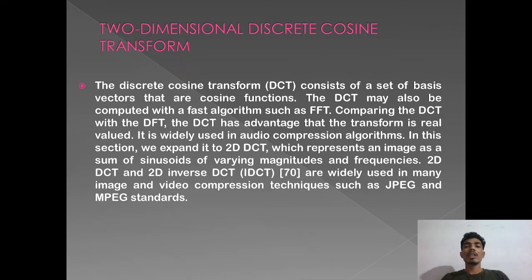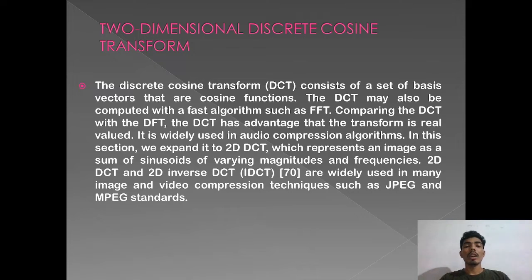Now, the two-dimensional discrete cosine transform. The discrete cosine transform consists of a set of basis vectors that are cosine functions. The DCT may also be computed with a fast algorithm such as the FFT. Comparing the DCT with the DFT, that is the discrete Fourier transform, the DCT has the advantage that the transform is real valued. It is widely used in audio compression algorithms.